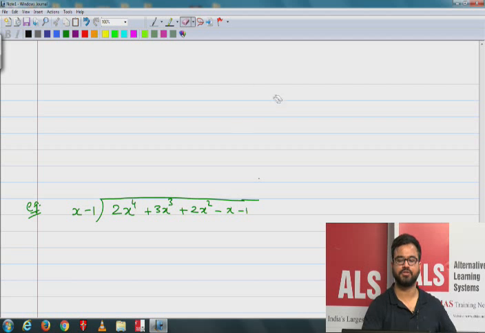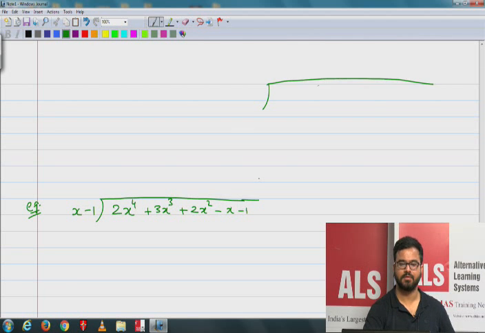Okay, now I'm solving this question. Just cross check your answer. This was 2x power 4 plus 3x cube plus 2x square minus x minus 1, divided by x minus 1.